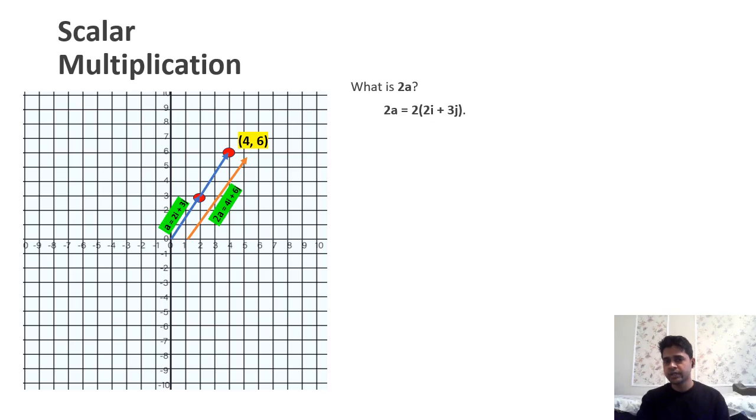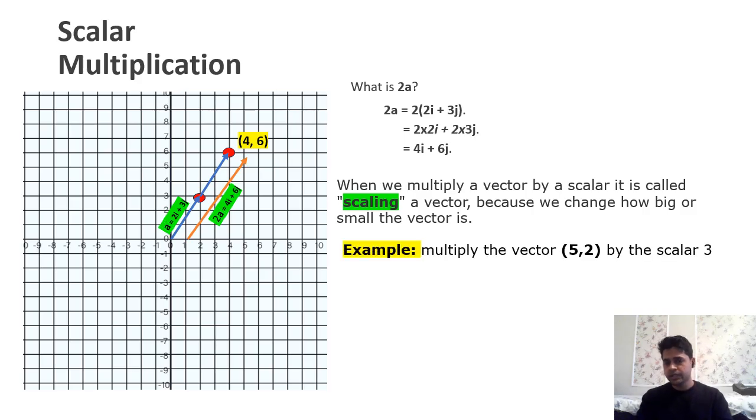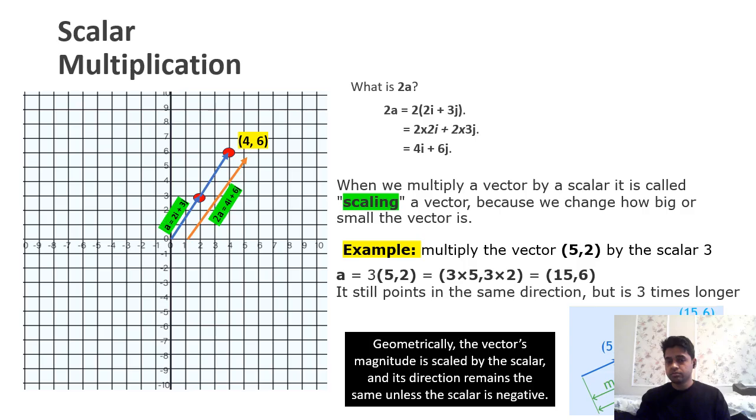It's so simple, you can multiply mathematically and you can get the answer 4i plus 6j. So when we multiply a vector by a scalar, it is called scaling. Scaling a vector, because we change how big or how small the vector is. For example, again, if I have one vector (5, 2) and we are multiplying by 3, we will get (15, 6). It means only the magnitude is increasing but the direction stays the same. So that's the thing, scalar multiplication.